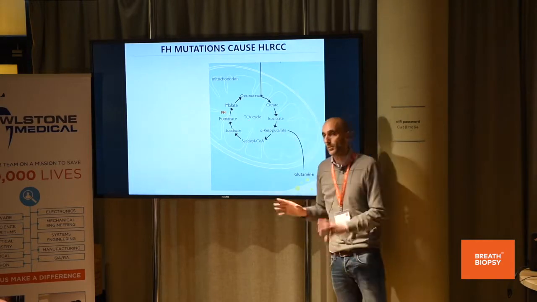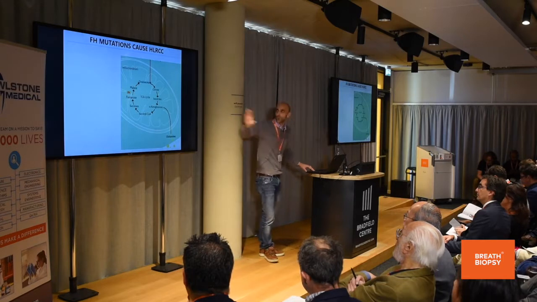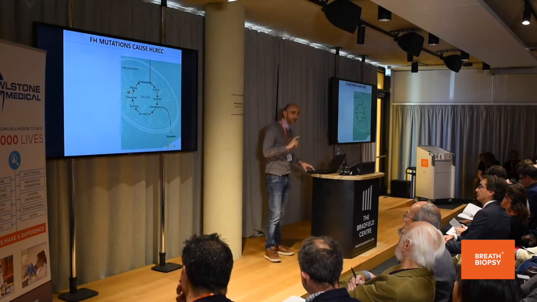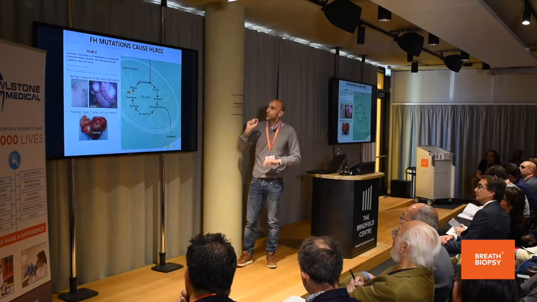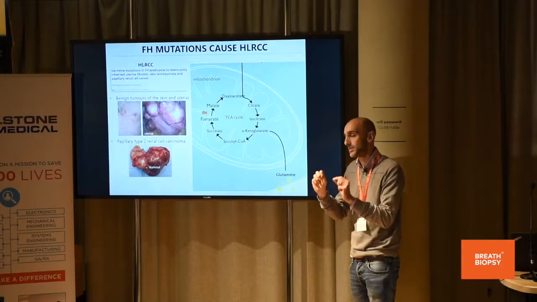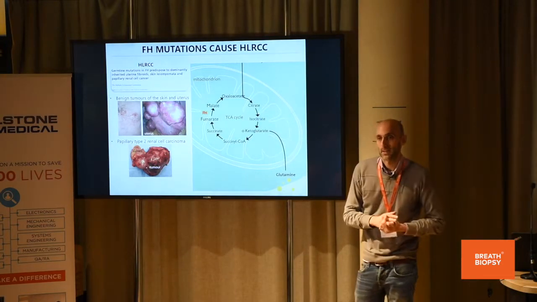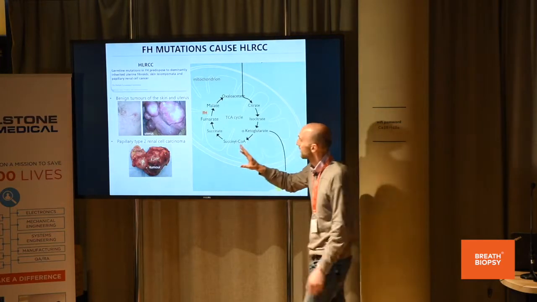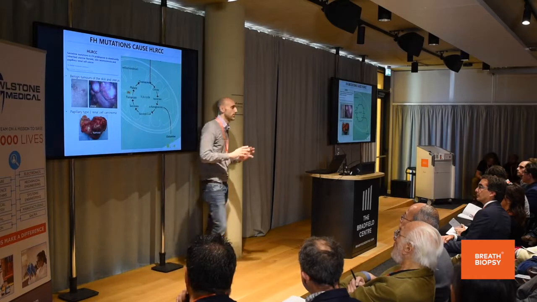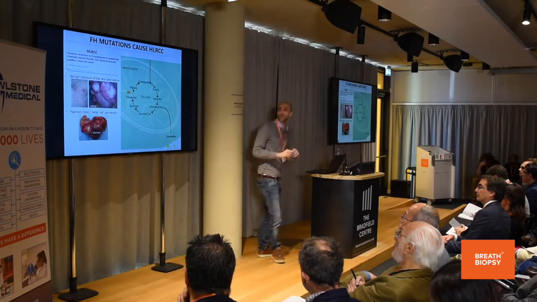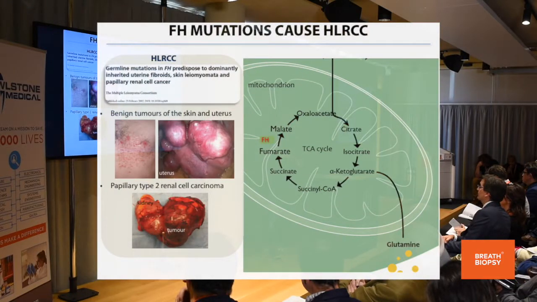Fumarate hydratase converts fumarate to malate, and this reaction is very important for the Krebs cycle, but genetically it is very important because in 2002 it was demonstrated that fumarate hydratase mutations drive this hereditary cancer syndrome called hereditary leiomyomatosis and renal cell cancer. This is characterized by benign fibroids of the skin and of the uterus and an aggressive form of renal cancer, which is called papillary type 2, and it's highly aggressive and metastatic.